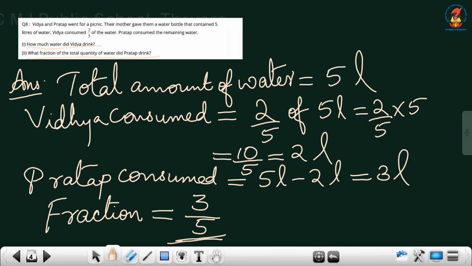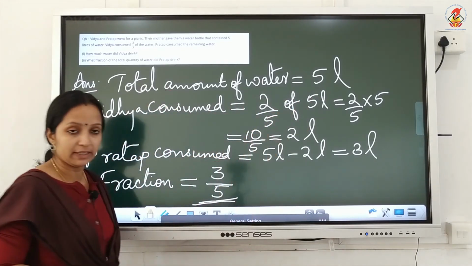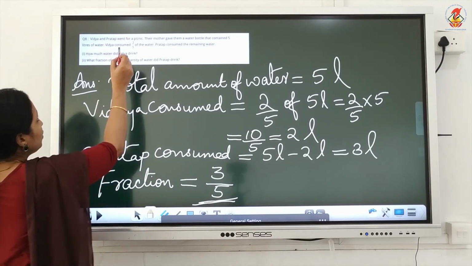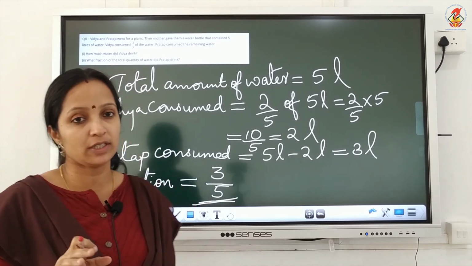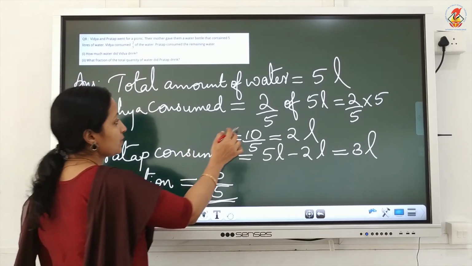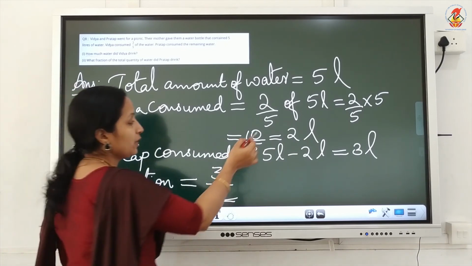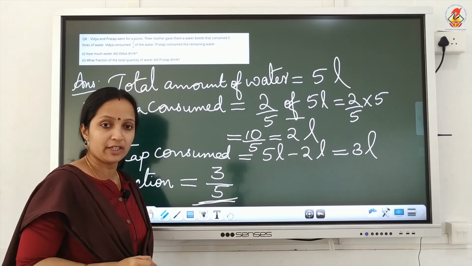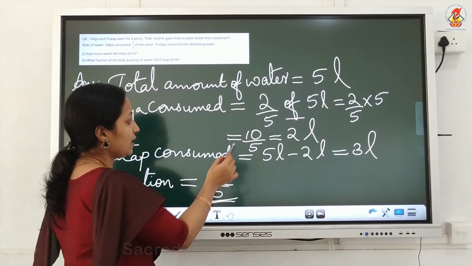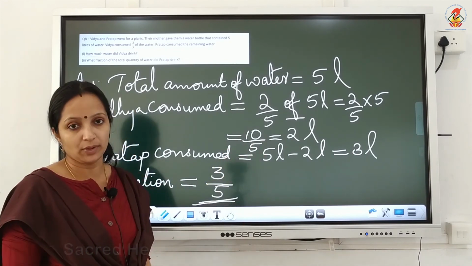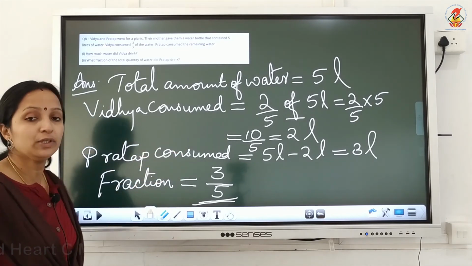How did you get that answer? It's already given that the total amount of water is 5 liter. And if the question says 2 by 5 of the water, that means 2 by 5 of the total quantity. Total quantity is 5 liter. So, 2 by 5 of 5 liter. And we already studied that of represents multiplication. So, we did the multiplication 2 by 5 into 5. 2 into 5, what is the answer? 10 by 5, 2 liter you got. That means out of 5 liter, Vidya consumed 2 liter of water.